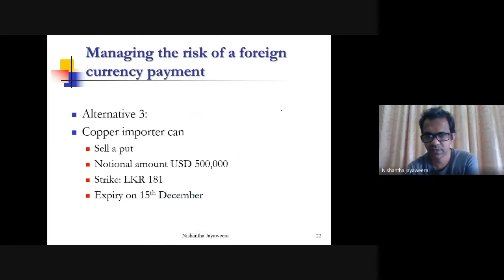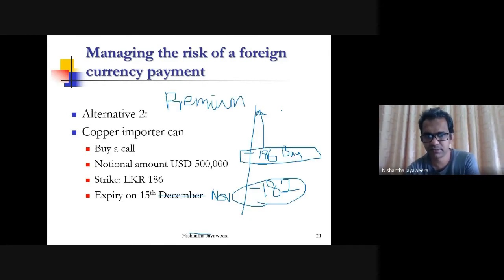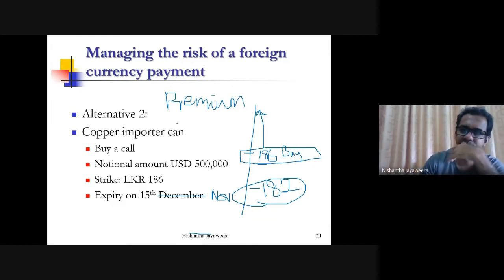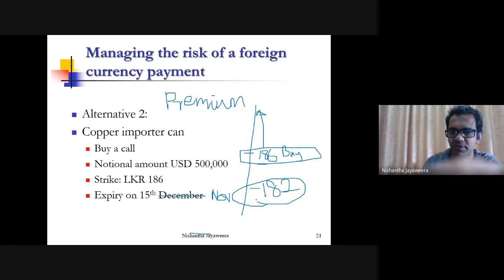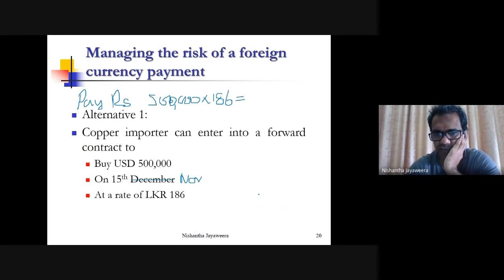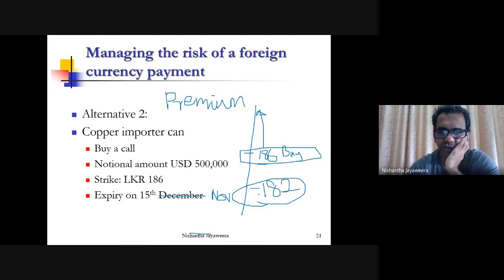Clear? So again, I remind you, alternative 1 and alternative 2 both will give you a perfect hedge. You don't take any risk. At least you know what is the worst rate that you would get. In this case, 186. Best rate would be somewhere below 182 when you trade in an option. But in a forward, you know exactly the rate at which you are going to trade.